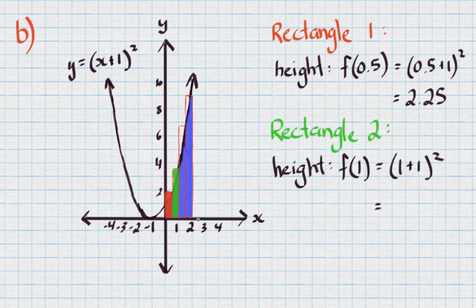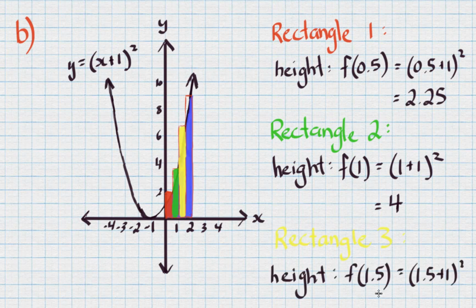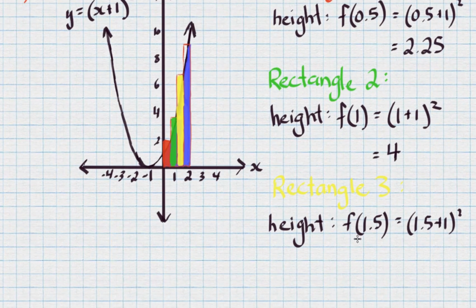Likewise for rectangle 2, when we substitute in x equals 1, we get 1 plus 1 all squared, which is 4. Now, just to clarify, this green rectangle, I probably should have gone up a little bit higher over here, because we've got a height of 4. Okay, rectangle 3. We are going to use x equals 1.5 for this one. When we substitute 1.5 in, we get 1.5 plus 1, which is 2.5, and then when we square that, just like previously, we get 6.25.